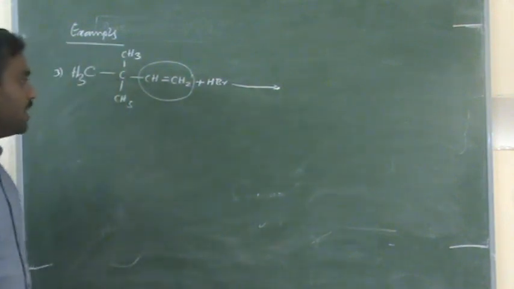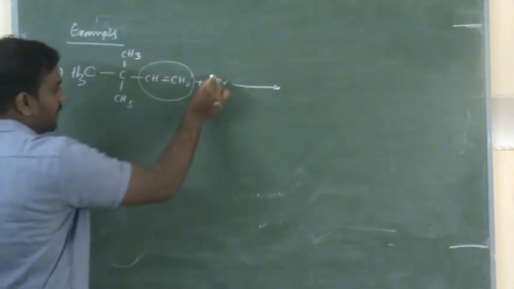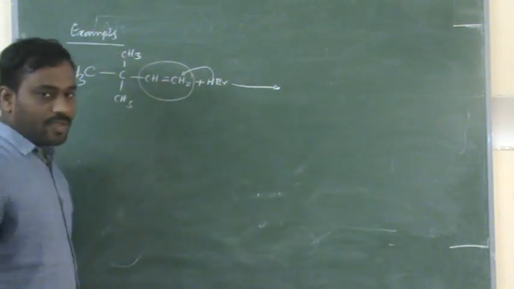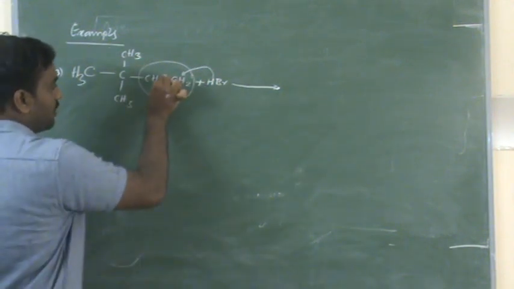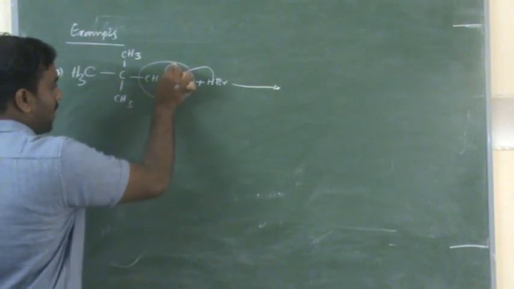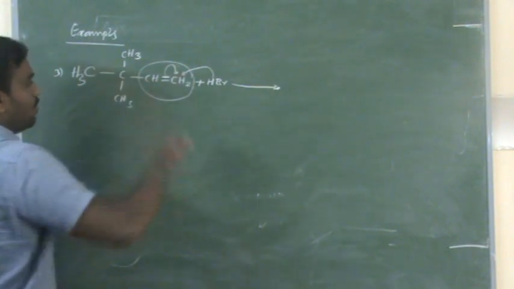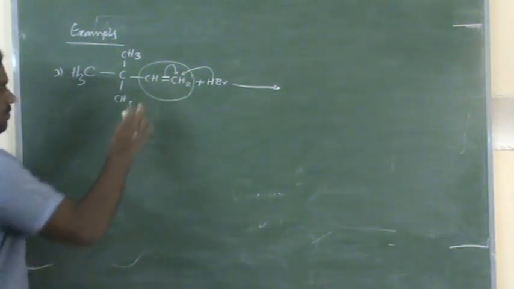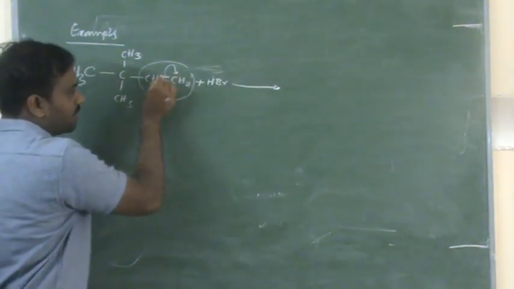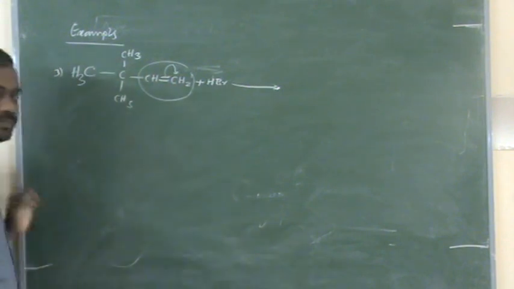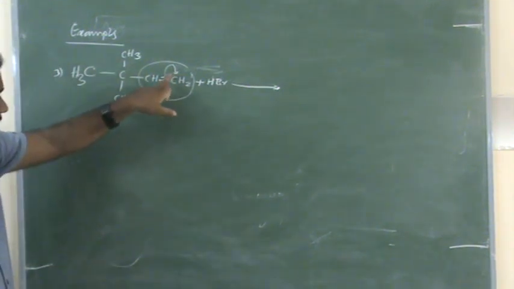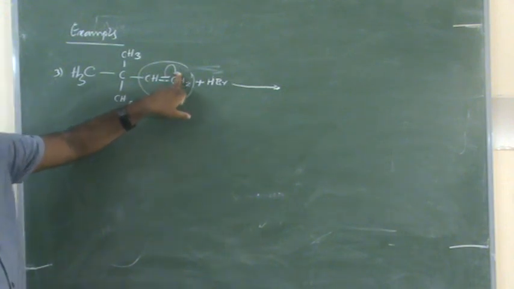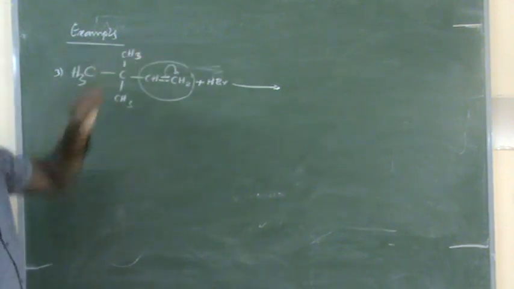Then keep this in mind: initially the H plus is attacking here. When the H plus attacks here, the bond undergoes polar migration, and we will get the negative charge. Following all of you? This is a carbon-carbon pi bond. The pi electrons go here. Then here we get the negative charge, and here we get the positive charge.